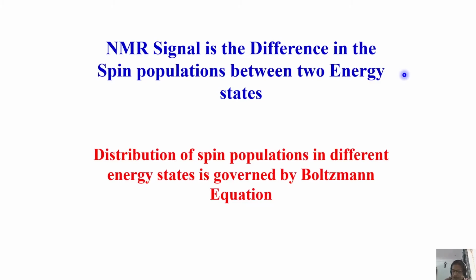You see the problem now. Your NMR signal is nothing but the difference in the spin population between two energy states. Now the question is how these populations are distributed. I know I will detect the population difference between two energy states. But the next question is how do I know the distribution of spin population? I have to understand that. That is governed by what is called the Boltzmann equation. See, population difference between energy states is governed by the Boltzmann equation.